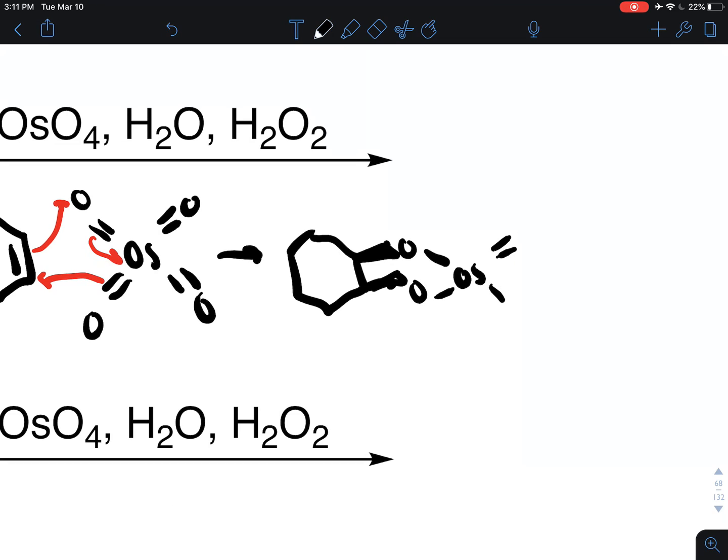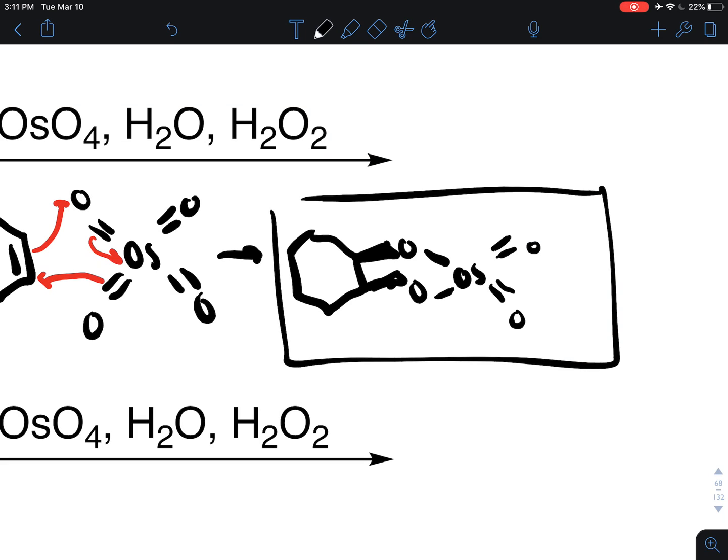It wouldn't matter in this case because they have the plane of symmetry within it, but essentially you can see that this is the step that you would have to get to on a mechanism. If we were to ask, draw the cyclic osmate intermediate that results from syn-diol synthesis, it would be this structure.